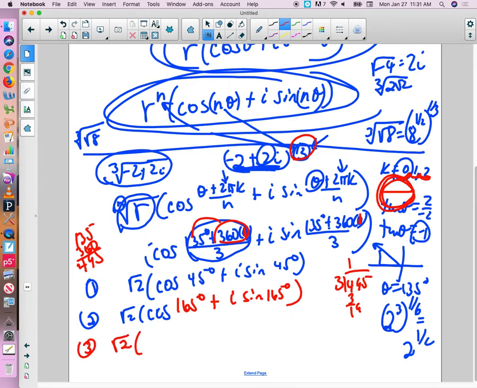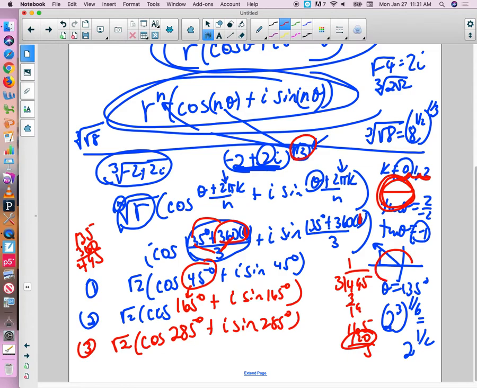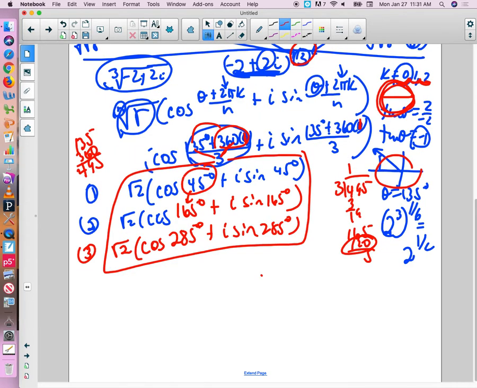Now you can really move a little faster because you can divide this up into 135 divided by 3 is 45. And 360 divided by 3, you keep adding 120. So the next one would be if I added 120 to 165, I'd get 285 plus i sine of 285. Now if you add 120 again, you go past 360. So these three answers actually happen before you get all the way around your circle.